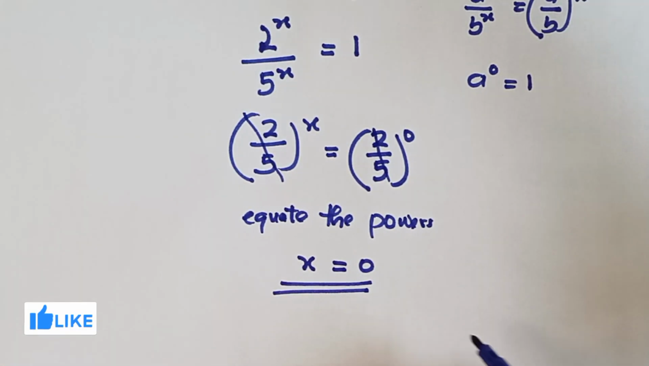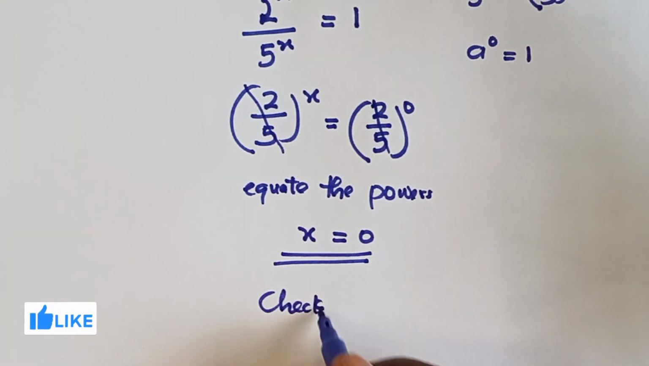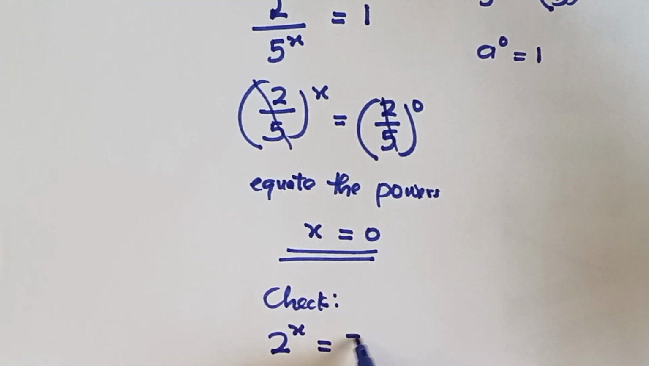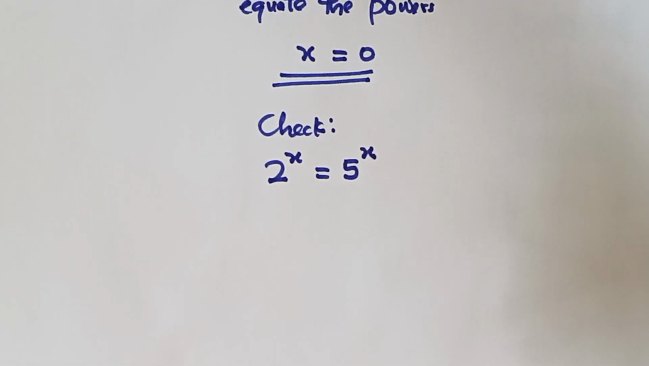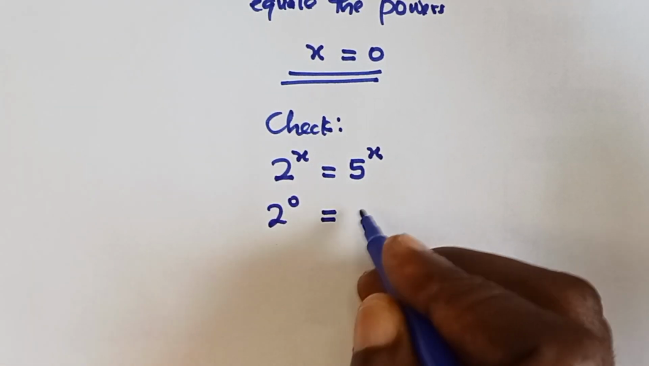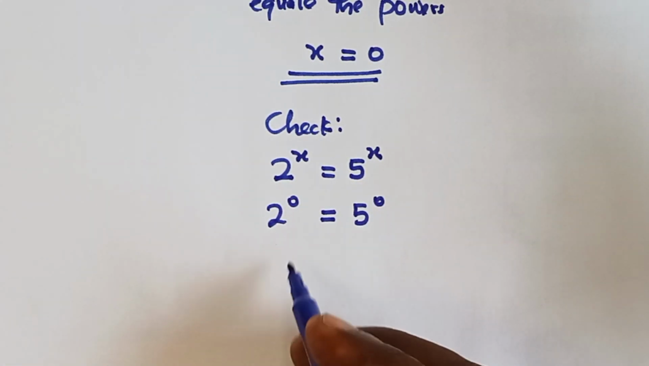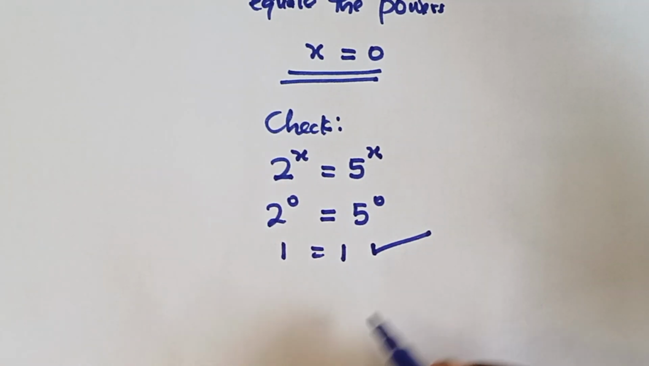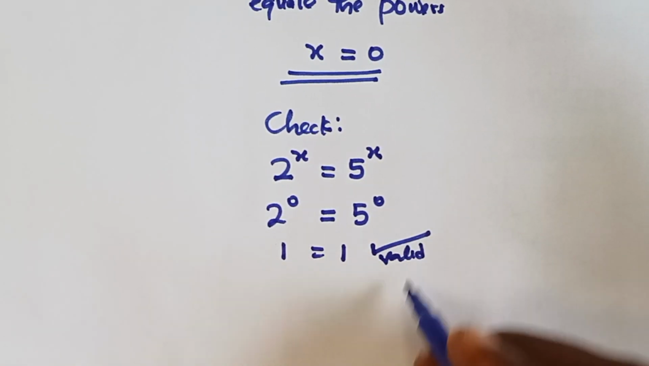Let's quickly check. We have 2 raised to power x equals 5 raised to power x, and our x equals 0. So we have 2 raised to power 0 equals 5 raised to power 0. 2 raised to power 0 will give us 1, and 5 raised to power 0 will give us 1. That means our answer is valid.